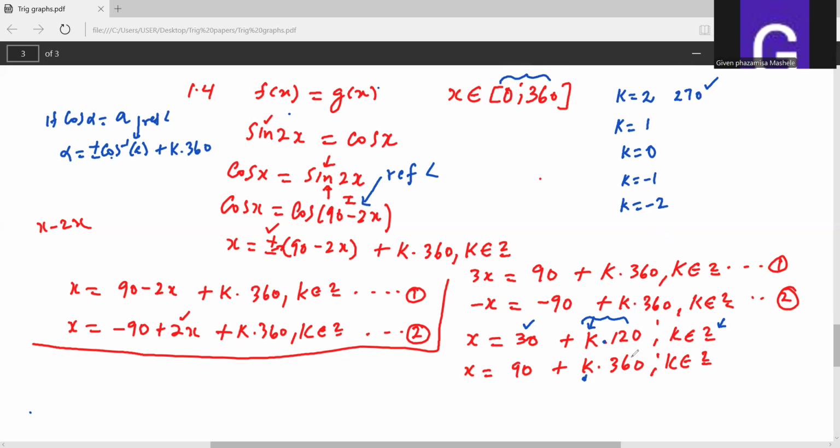Let's now substitute by 2 in the second equation. 2 multiplied by 360 is 720. You see, 720 plus 90 is a bigger angle. So it's out of the interval. We're not going to use it. So we're not going to consider that.